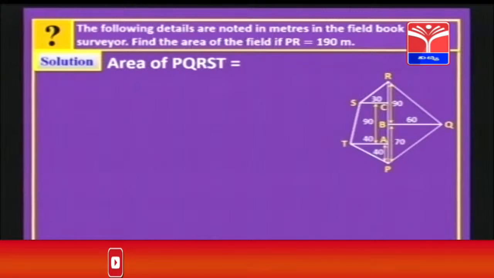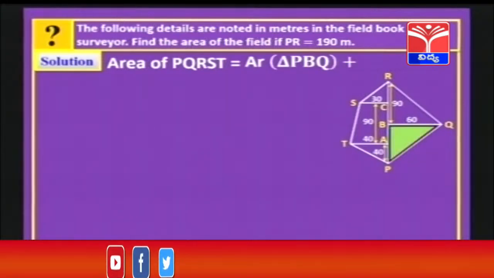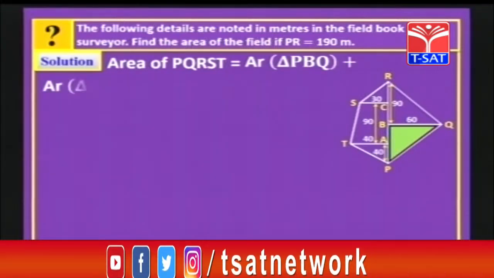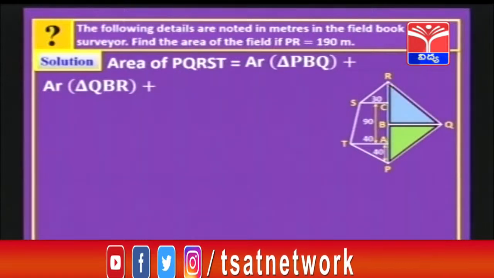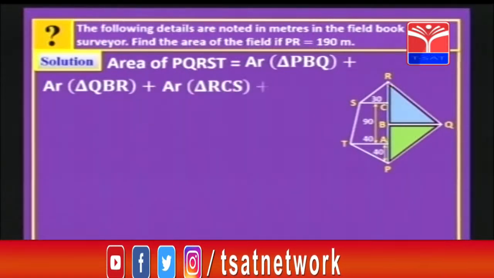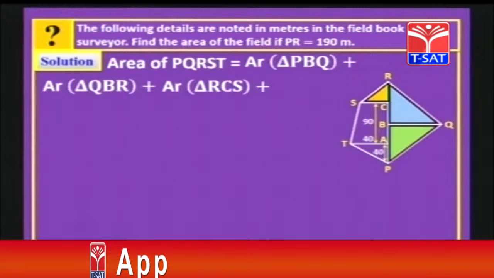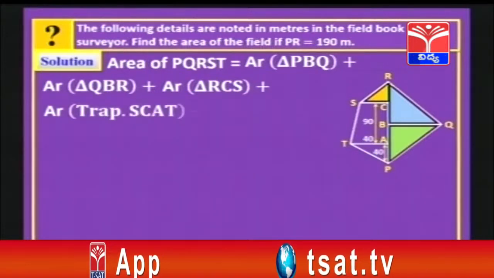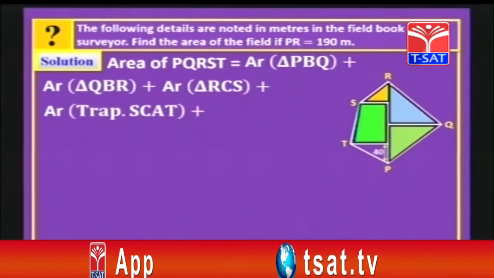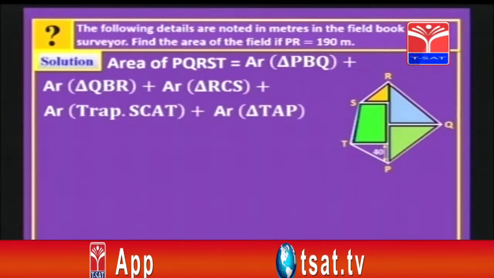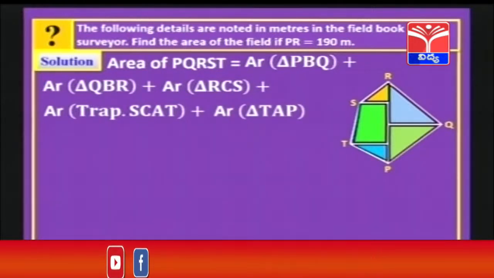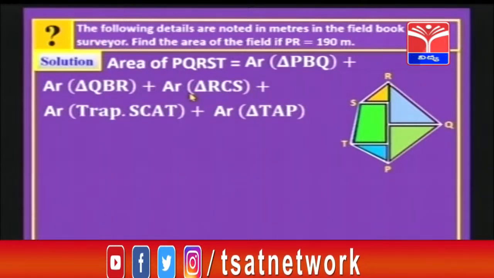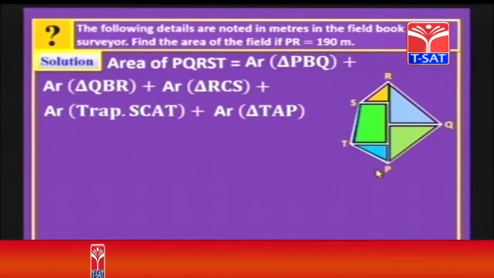Area of PQRST is area of triangle PBQ plus area of triangle QBR plus area of triangle RCS plus area of trapezium SCAT plus area of triangle TAP. We need to find the areas of all these plane figures and just add to get the area of PQRST, that is this field. Okay, children.